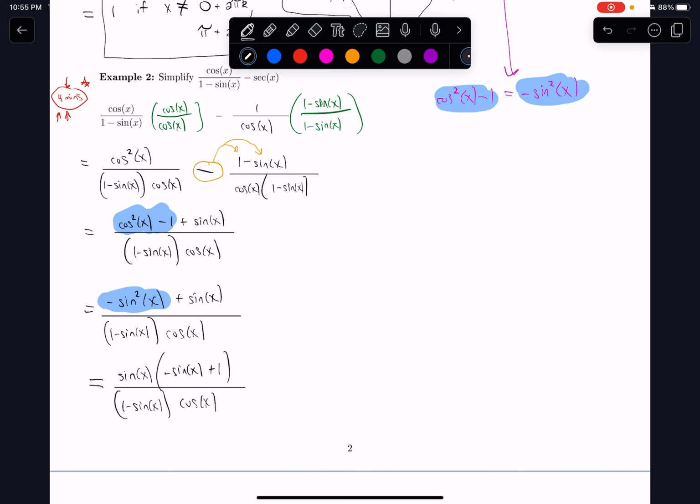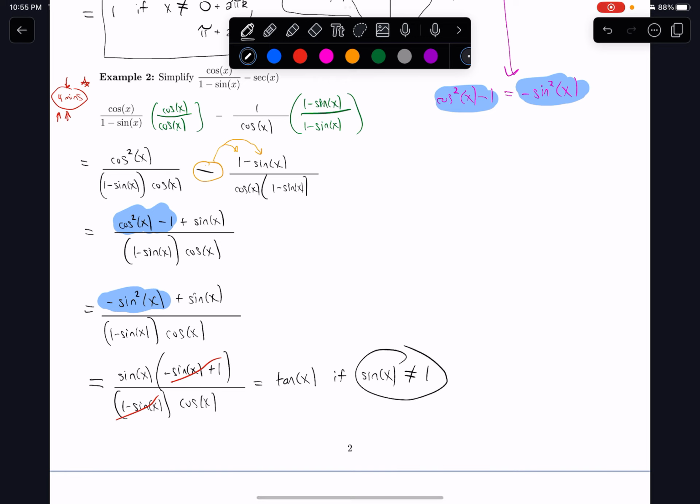And now that's nice because I see the same factor on the top that I do on the bottom. Okay, I got that minus sine x plus 1. Those are the same, so they cancel. So I'm left with sine x divided by cosine x, and that just equals tangent x. Okay, and then because I did cancel a factor in the denominator, I can't forget the domain restriction that comes from it. So this is true as long as this thing down here didn't equal 0. And that would happen if sine of x equaled 1. So I want sine of x to not be equal to 1.